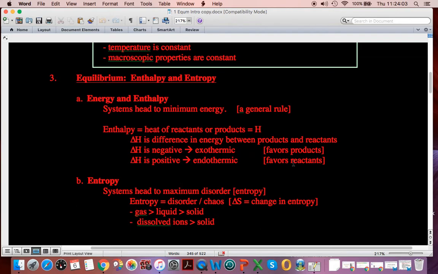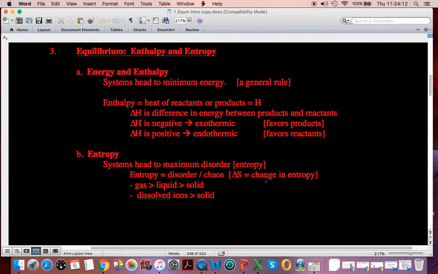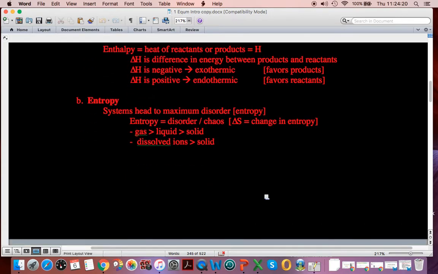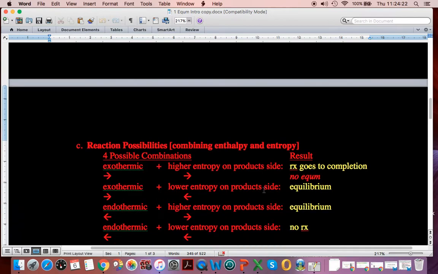Entropy, on the other hand, favors maximum chaos. So, when we talked about that, delta S is our symbol, the change in entropy. Gases have more entropy than liquids, which have more entropy than solids. And let's see, we carry on.